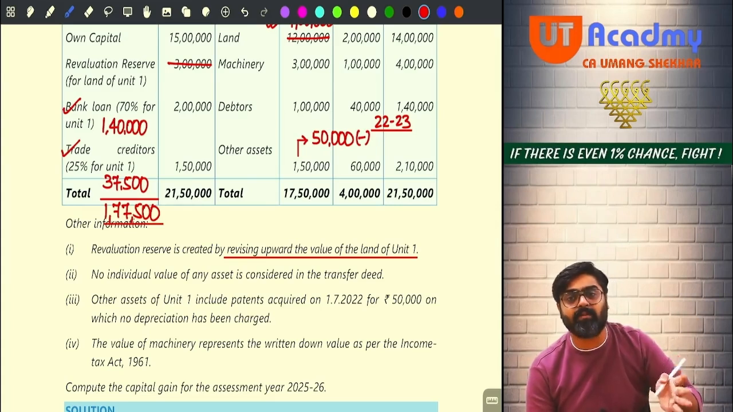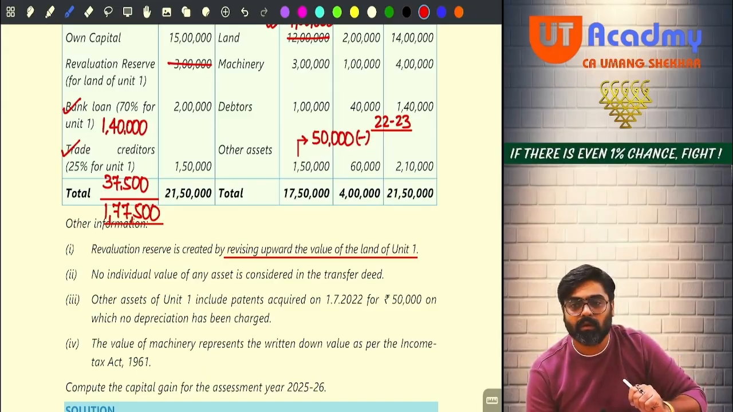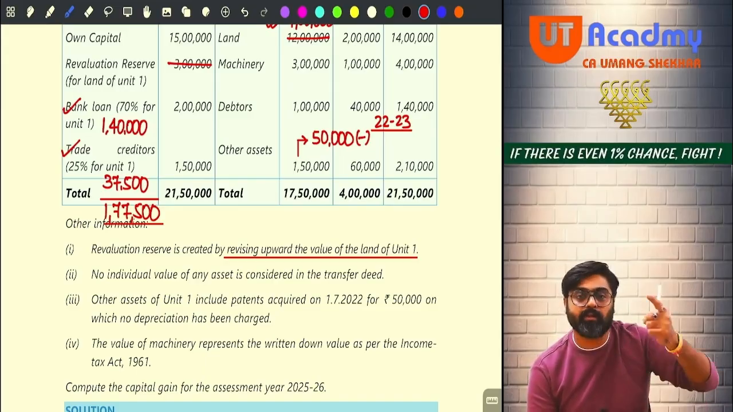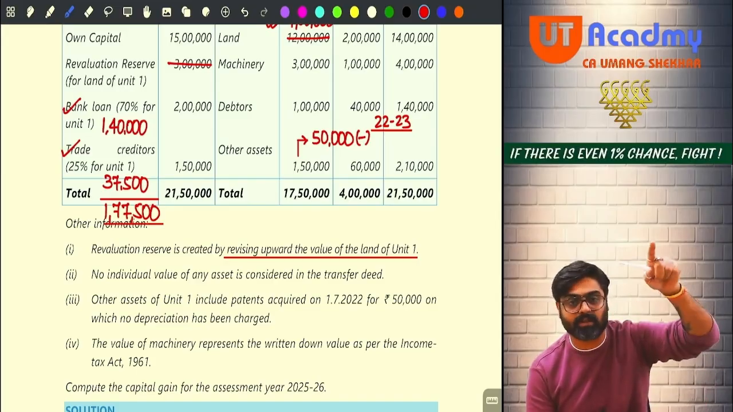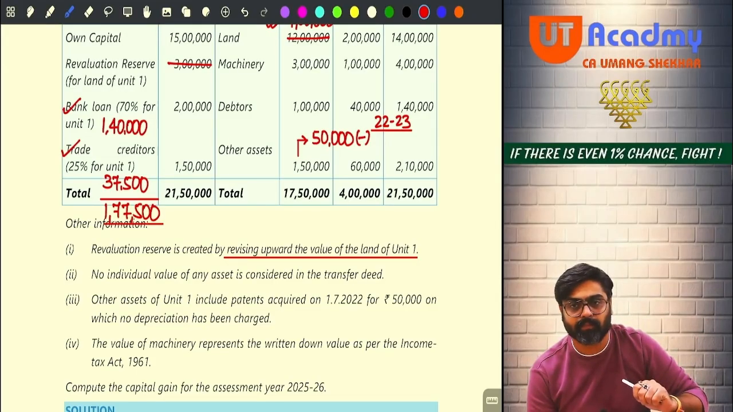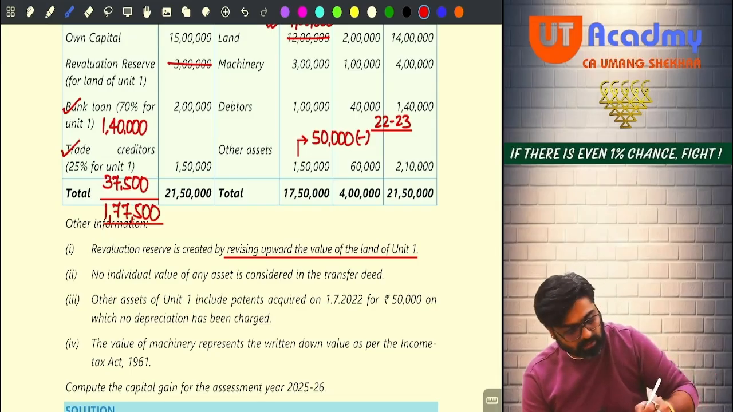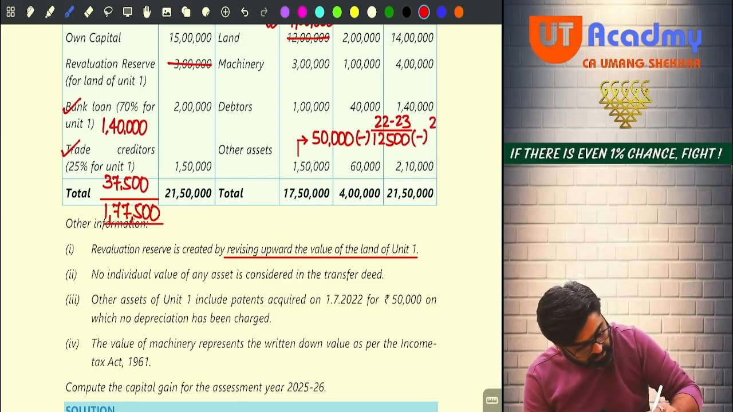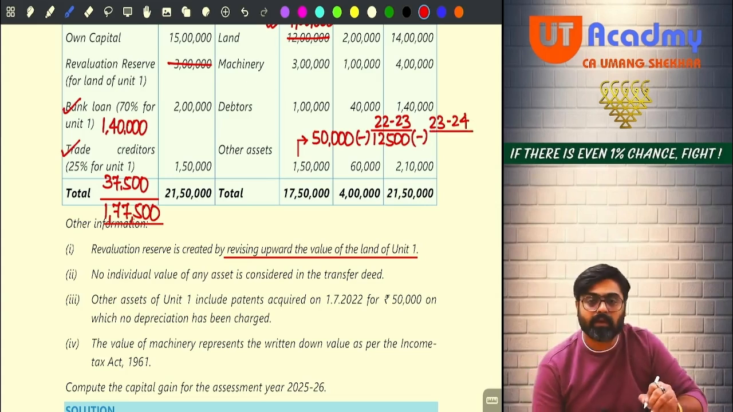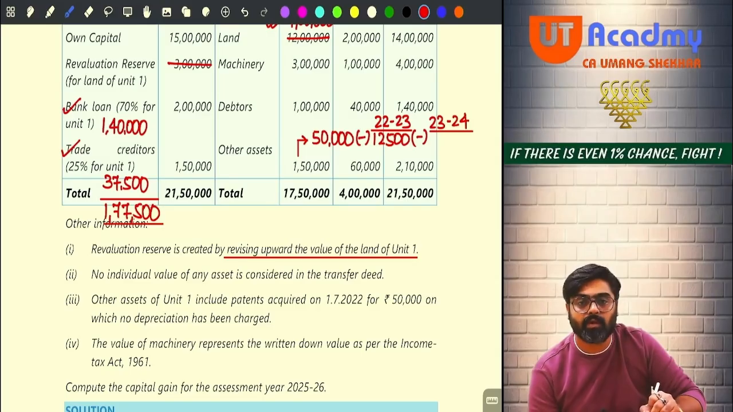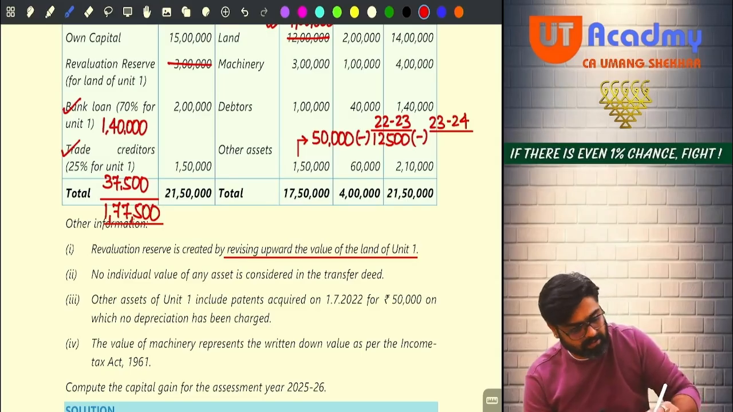If nothing is mentioned, that means it was put to use from 1st July itself. So it was used for how many days? 180 days or more in the first year. So first year depreciation would have been at the full rate, and that rate was 25%. So 25% of 50,000 will be 12,500. That was the depreciation for the first year, which I would have claimed out of 50,000. Minus what? Minus the depreciation for 23-24 also. So what was the depreciation for 23-24? WDV basis 37,500 into 25% will be 9,375.